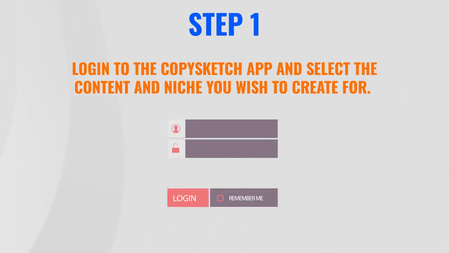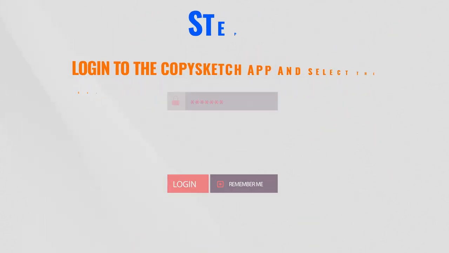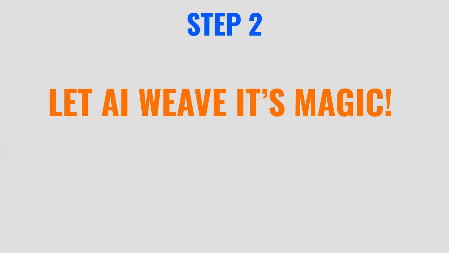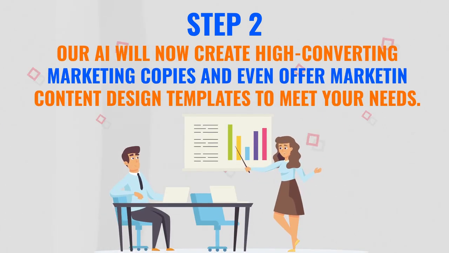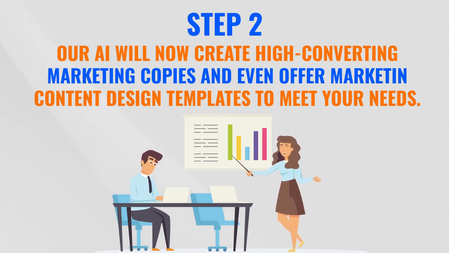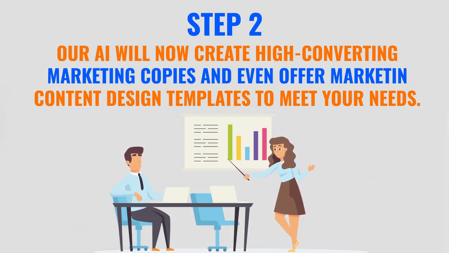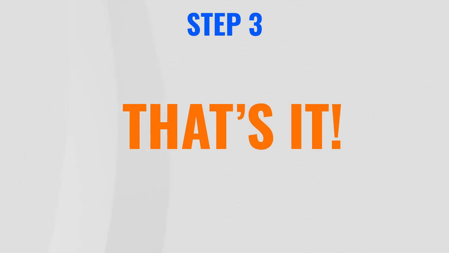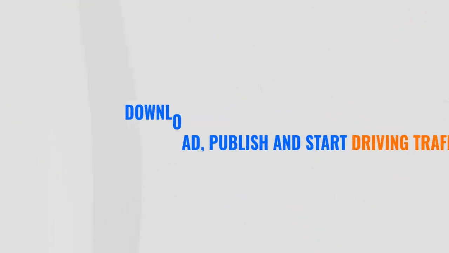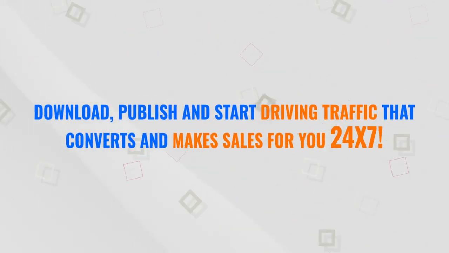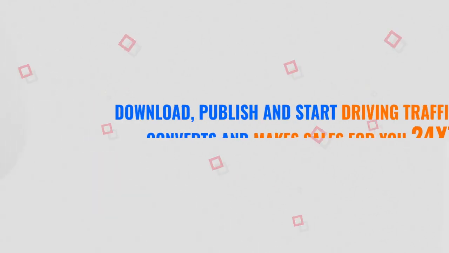Step 1. Log into the CopySketch app and select the content and niche you wish to create for. Step 2. Let AI weave its magic. Our AI will now create high-converting marketing copies and even offer marketing content design templates to meet your needs. Step 3. That's it. Download, publish, and start driving traffic that converts and makes sales for you 24/7.